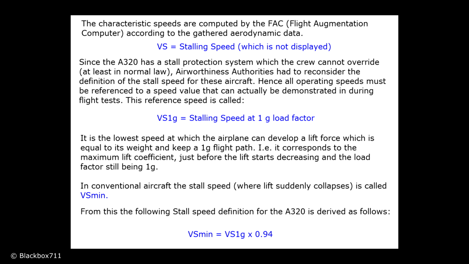Or if you want to define that differently, it corresponds to the maximum lift coefficient just before the lift starts decreasing, and with the load factor still being 1G. And so you come to a formula where you reference that to the VS min, i.e. the stalling speed from conventional aircraft. And so VS1G times 0.94 is equal to VS min, i.e. the stalling speed from conventional aircraft.